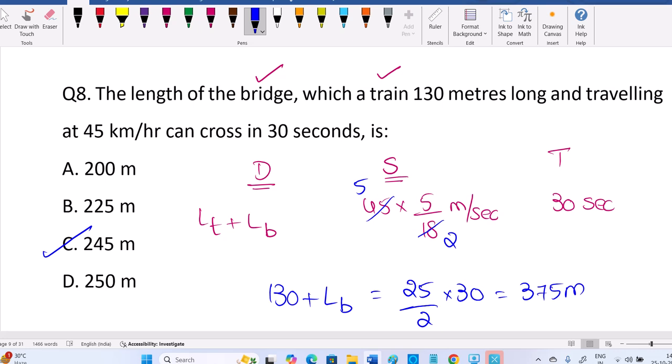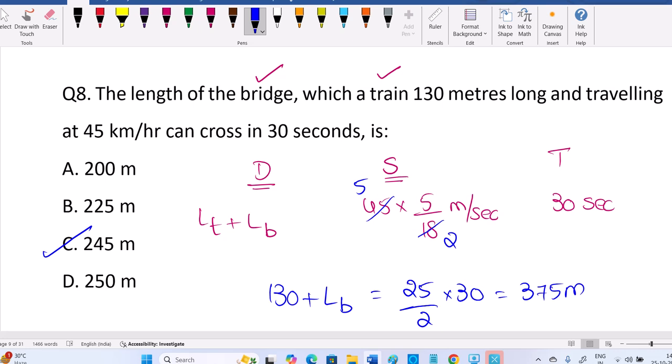Train length is 130. The train is crossing a bridge in 30 seconds. Train speed is 45 km per hour.